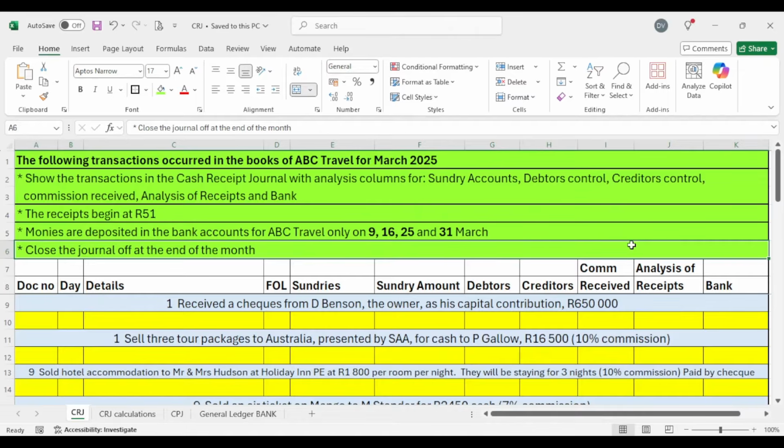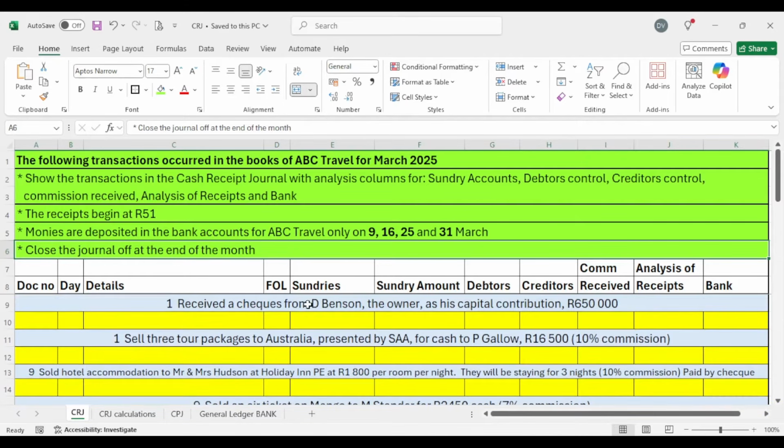And guys, this is very important because in the exam, they will definitely allocate marks to those totals. It means that even if you've done the whole CRJ perfectly and you don't add it up and you don't show your totals, you could lose maybe 6 or 7 marks. So it's important that you close your journal off at the end of the month. Right, let's get right into it.